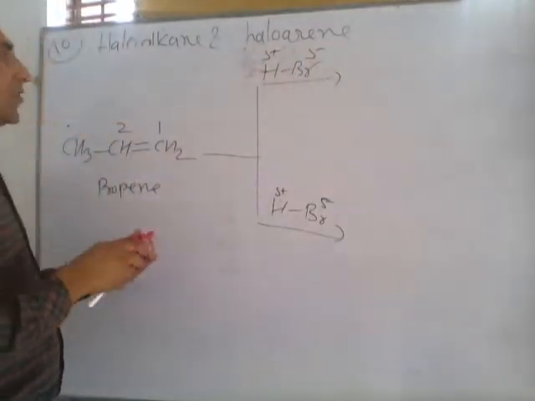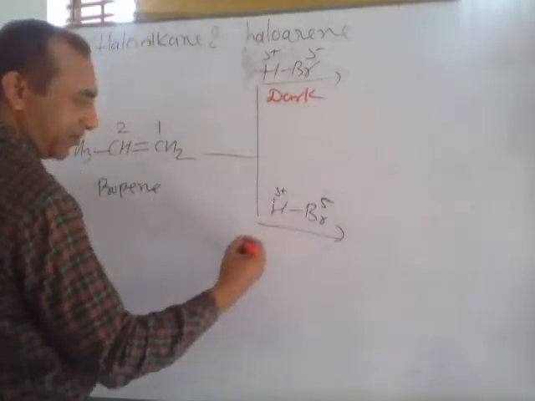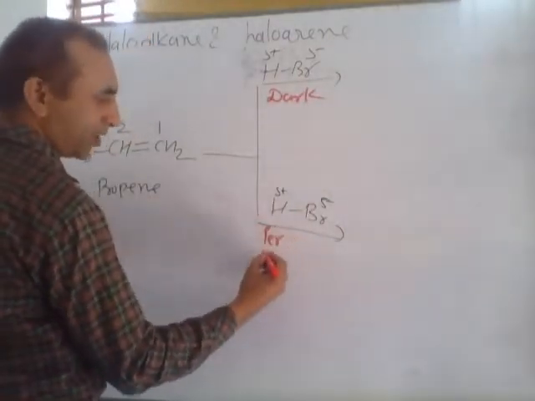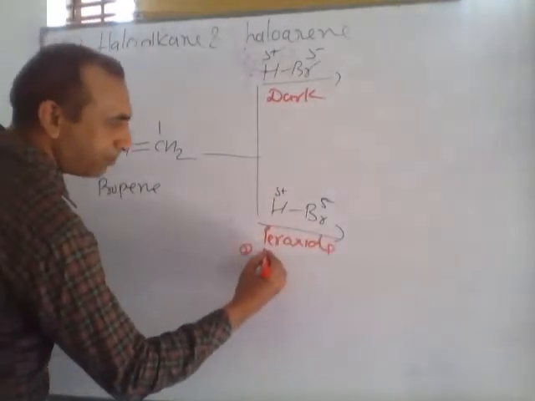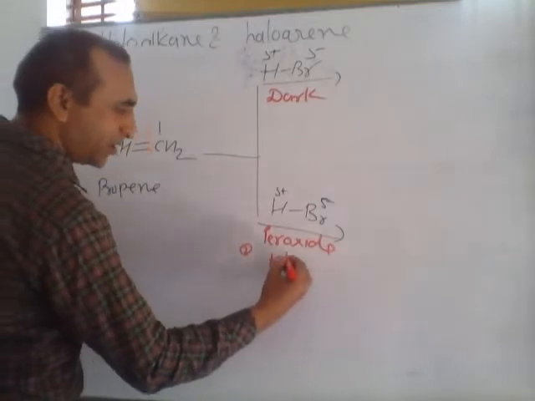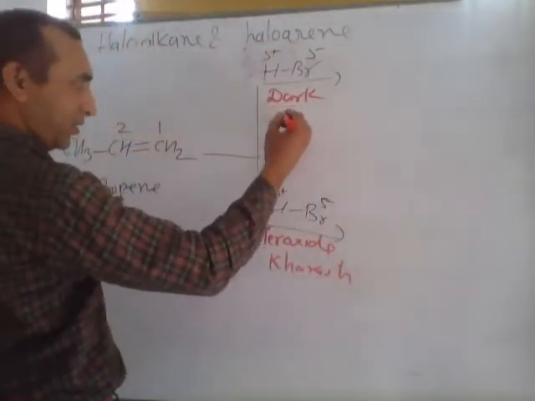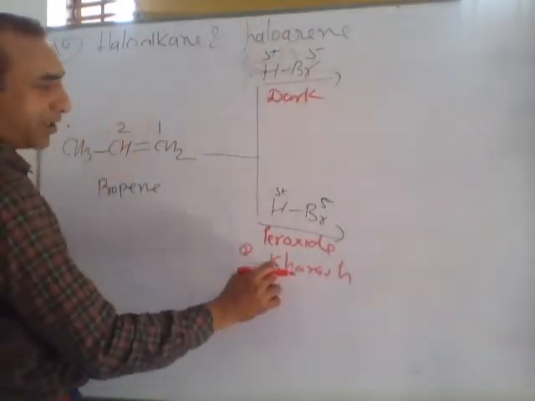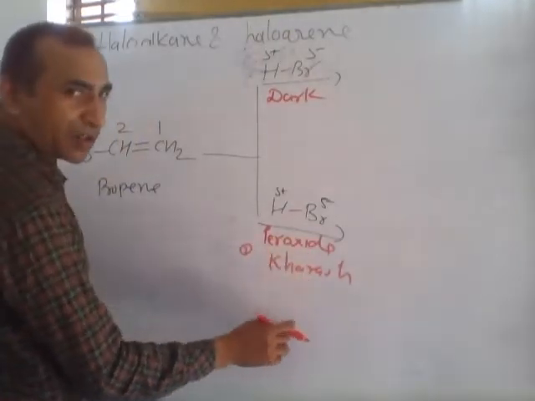If reaction is happening in dark, and reaction is happening in presence of sunlight, otherwise presence of peroxide. So the second reaction is called peroxide effect, otherwise Kharasch effect, otherwise in dark this is Markovnikov. So this is called anti-Markovnikov. There are 3 names: peroxide effect, Kharasch effect, otherwise anti-Markovnikov.